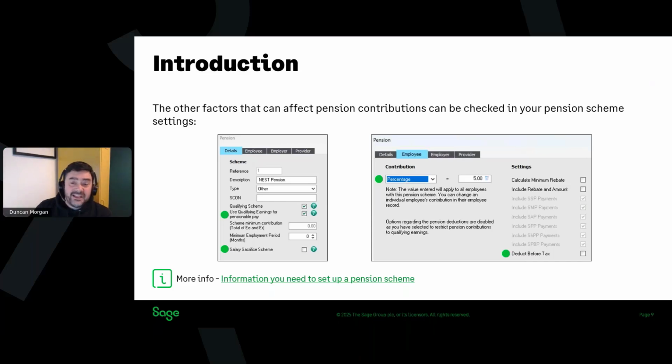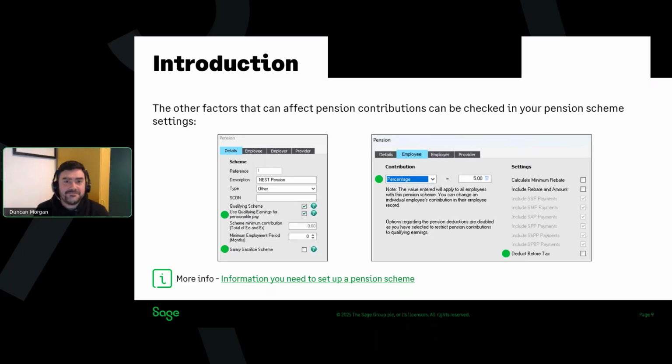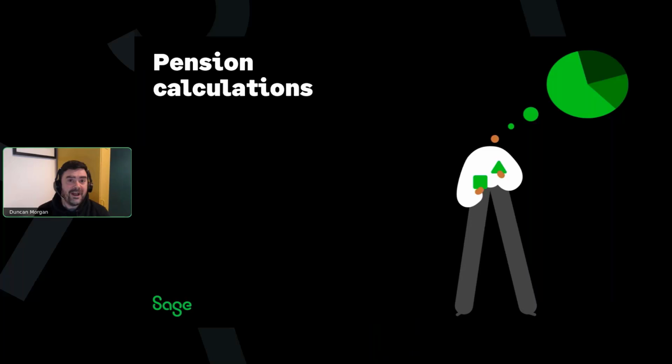So those are the key settings and a bit of a reminder of where to check them. But now we're going to move on to a little bit of maths. I'm going to run through 4 example calculations with you, and then we've got a couple at the end for you to try at home. So the way it's going to work for this one is I'll run through the calculation on screen, and then I'll show you that exact same example in Payroll so that you can see how that works in practice.